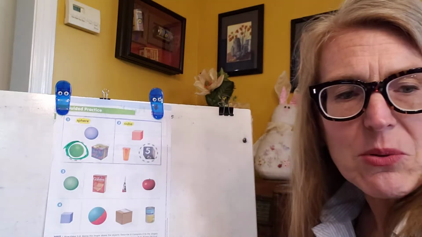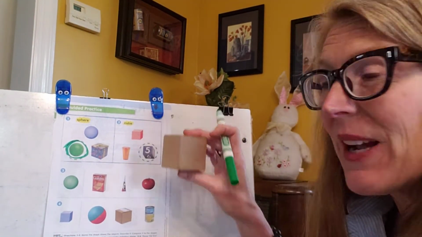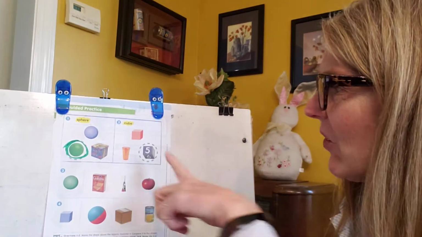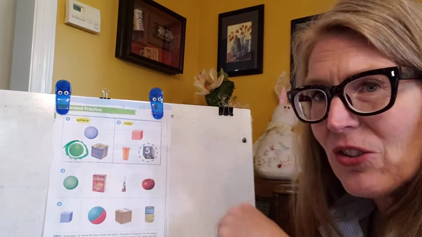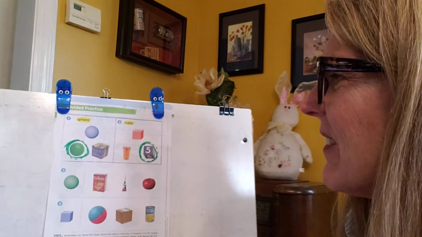All right, number 2 in the blue square. That is a cube, right? All right, let's take a look at the two objects from their house. Which one is shaped like a cube? Very good. The dice is.